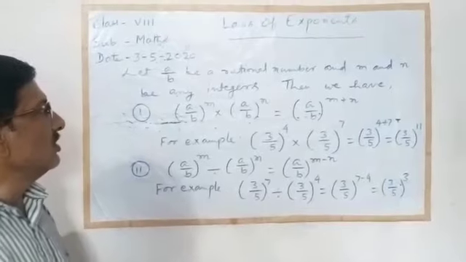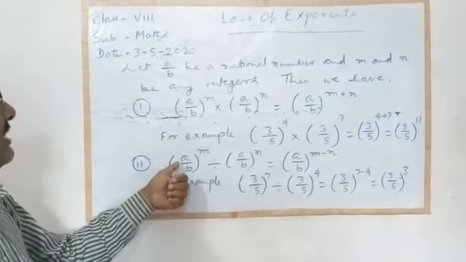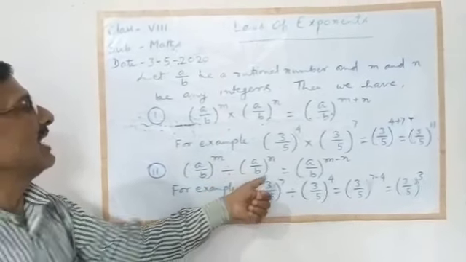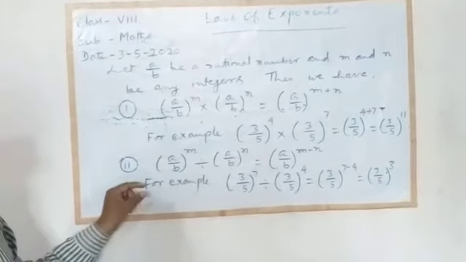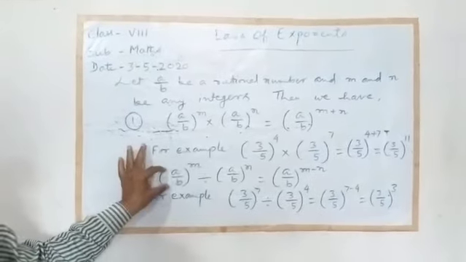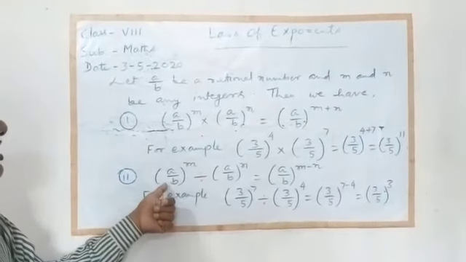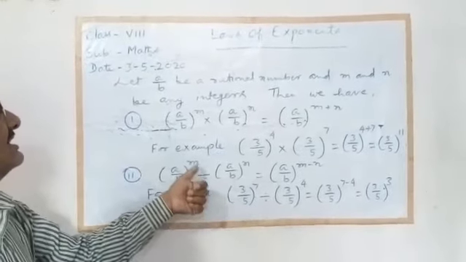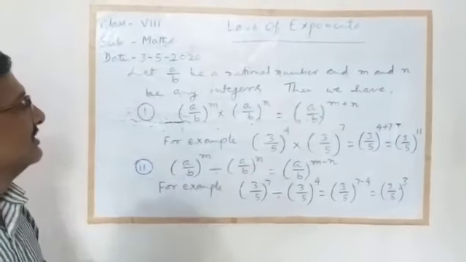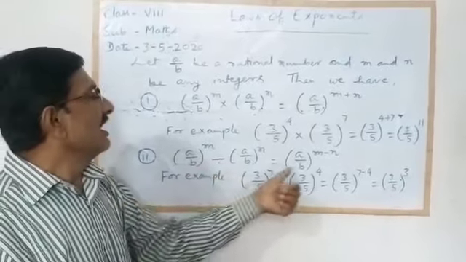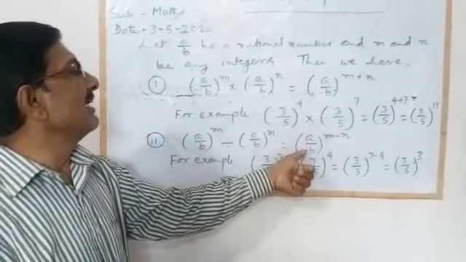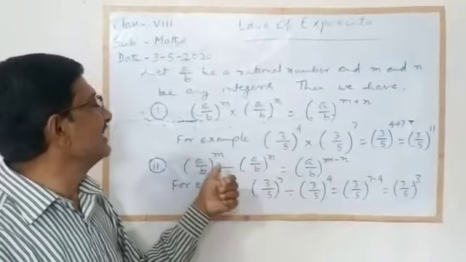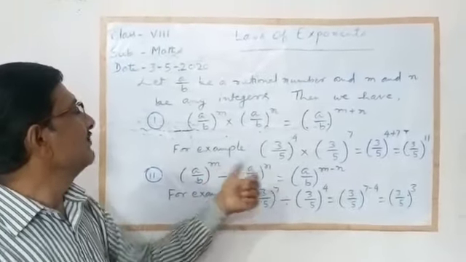In the second rule, here (a/b)^m is divided by (a/b)^n. Here also we are observing that the bases are the same, a by b, and here also it is a by b, and the integral powers are different. So here the rule will be (a/b)^(m-n). We are just deducting n from m.